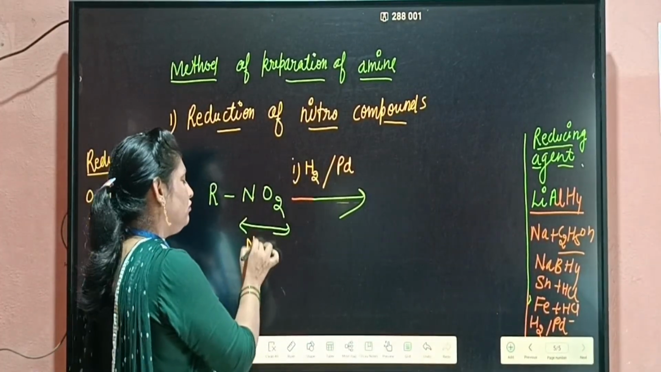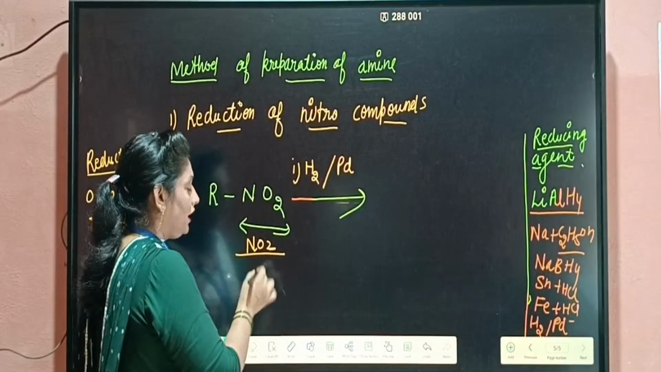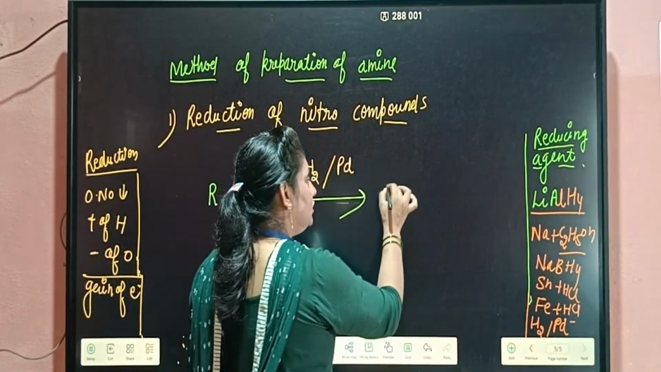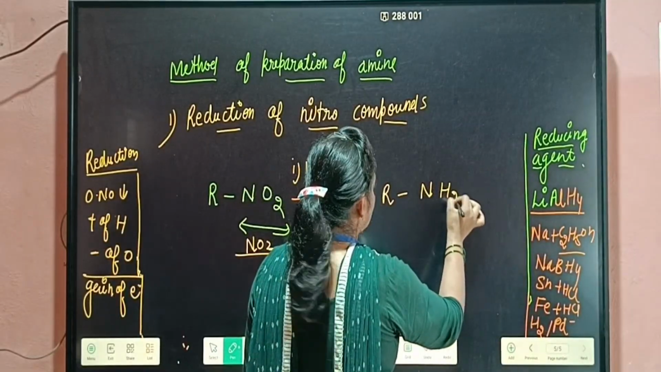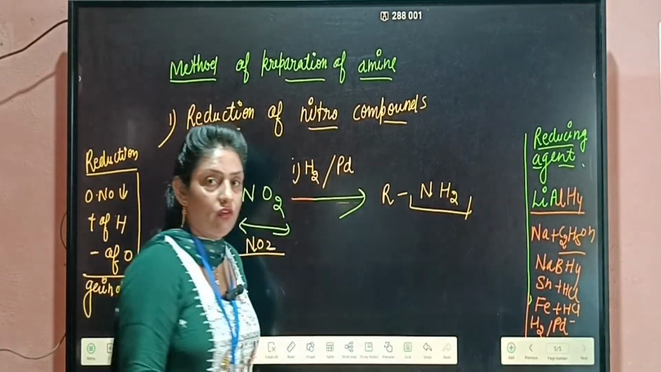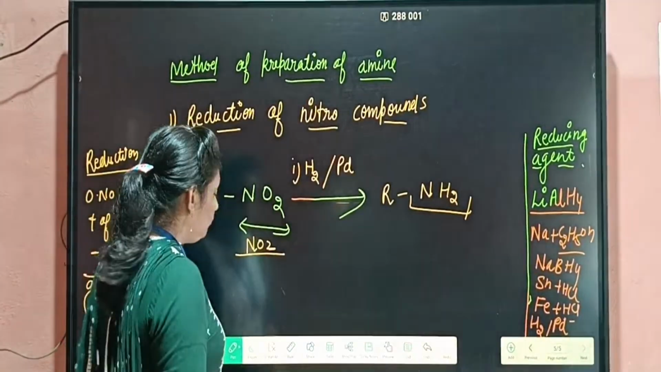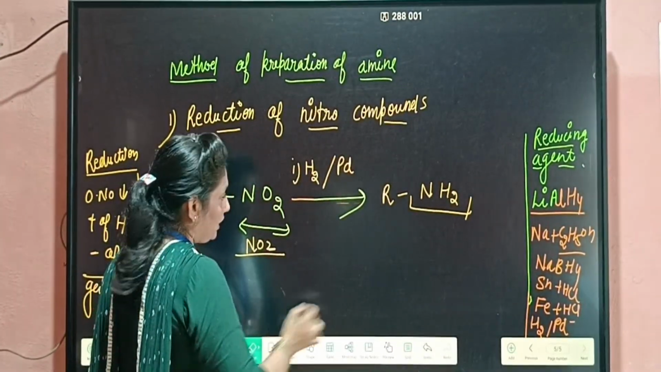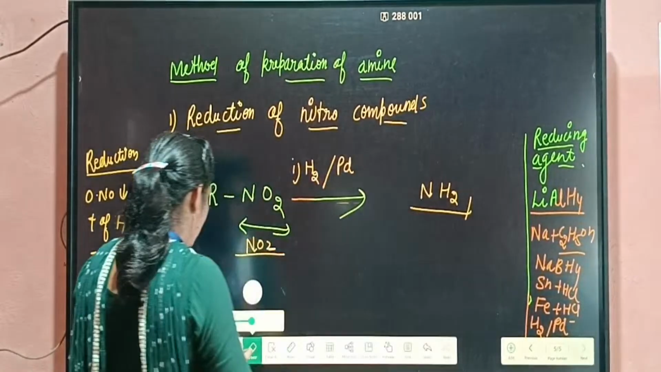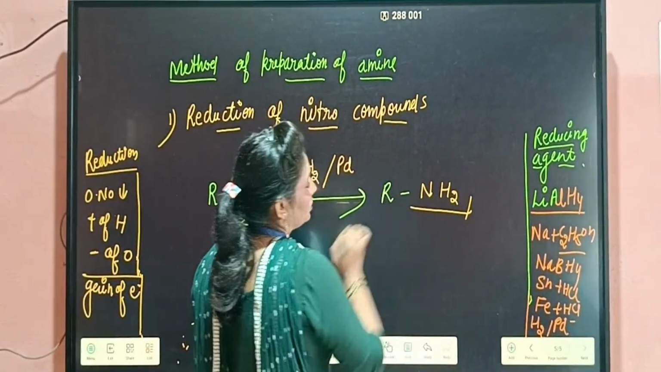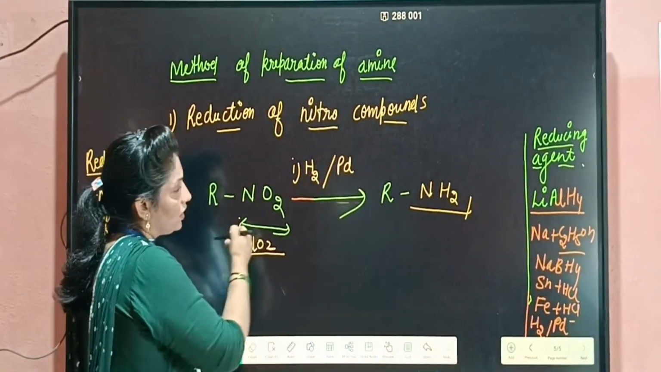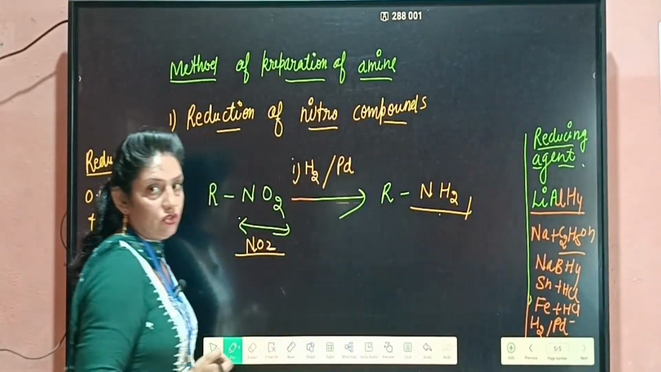Very simple to write the reaction: this nitro will convert into NH2. That's it. Nitro you will convert into RNH2. Only this change you will make. The R group will remain as it is. I am not making any change in it. This nitro will reduce and it will convert into NH2.